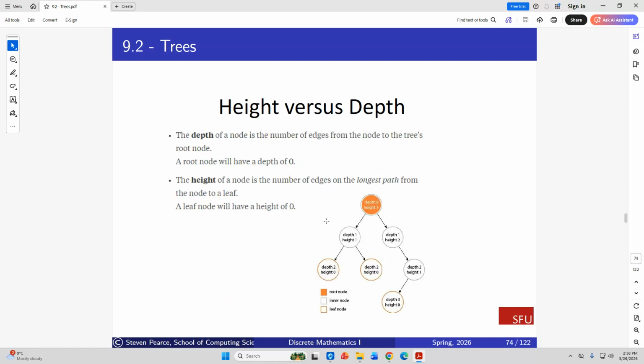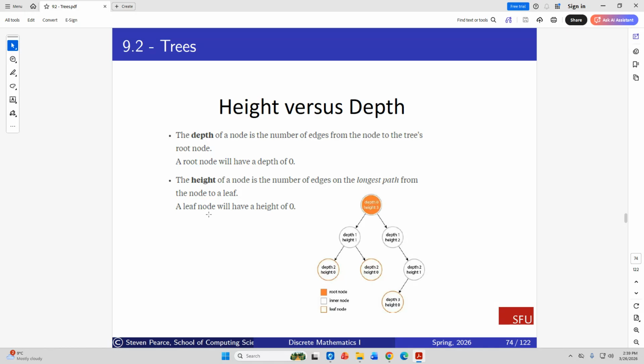Okay. Height versus depth. This is a very important distinction. The depth of a node is the number of edges from the node to the tree's root node. From the node to the root node, okay? The height of a node is the number of edges of the longest path from the node to the leaf. So it's the opposite. Depth and height obviously are the opposite, okay?